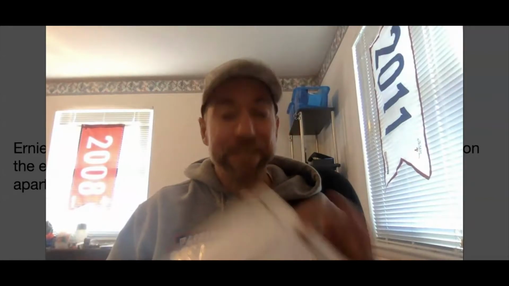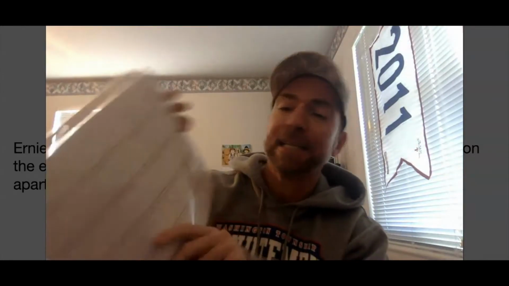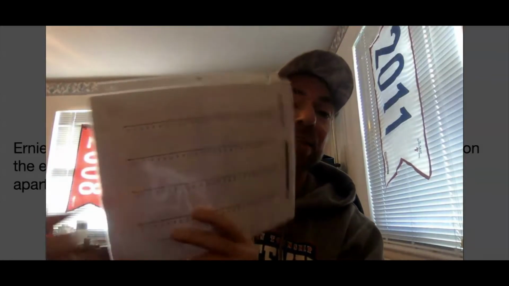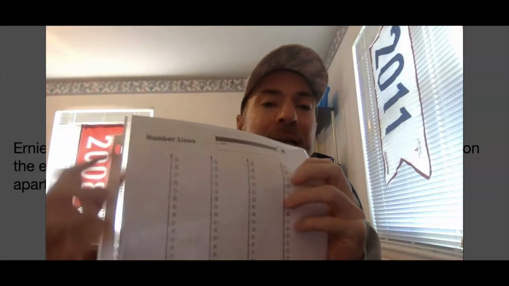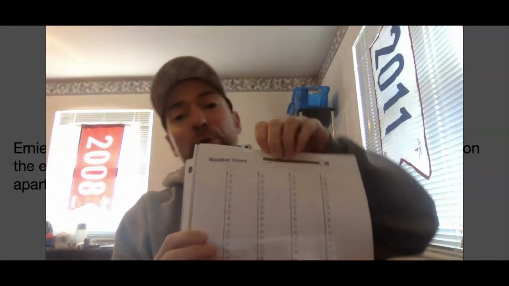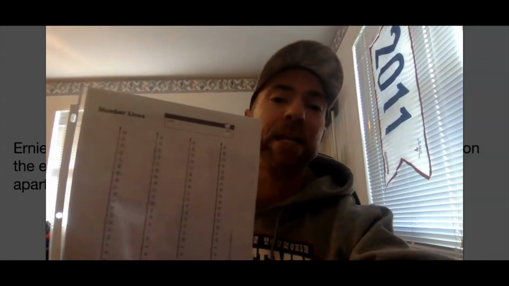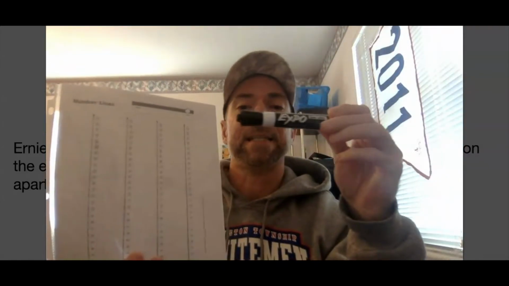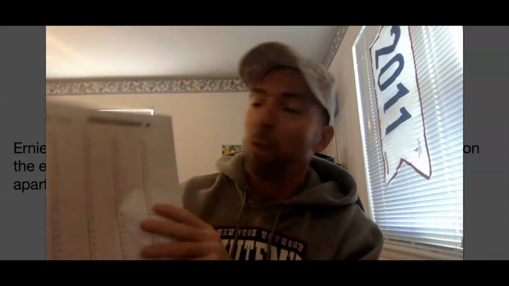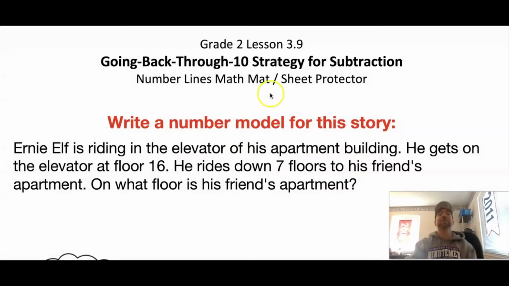Today, you are going to need one of your math mats that you're going to place in your sheet protector. And this is the math mat that has the number lines. So you want to look for that math mat. It is called number lines at the top. Once you find that math mat, make sure you put that in the top so that it is in your sheet protector and that you can go ahead and use a dry erase marker and get some practice as you watch today's math video. So let's get started.